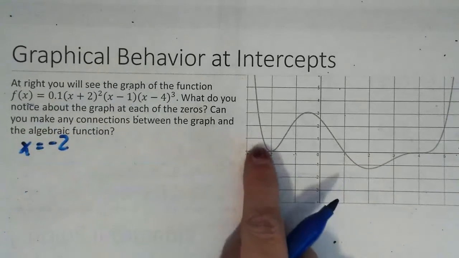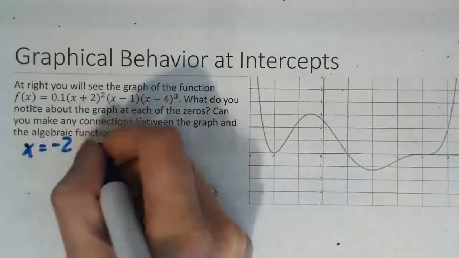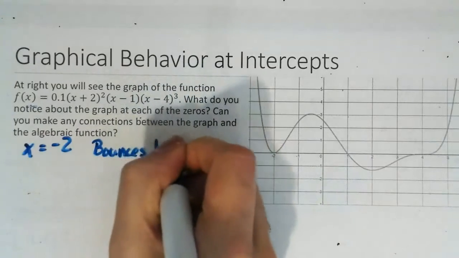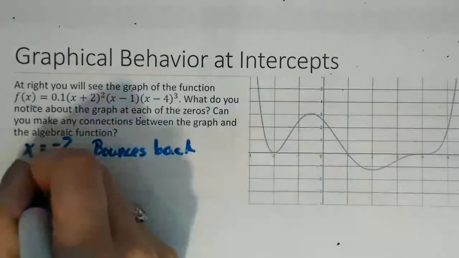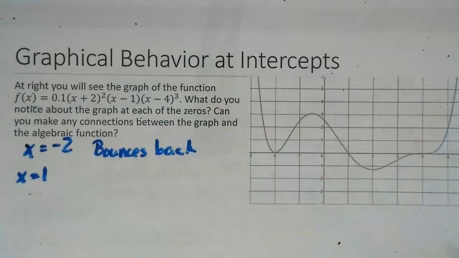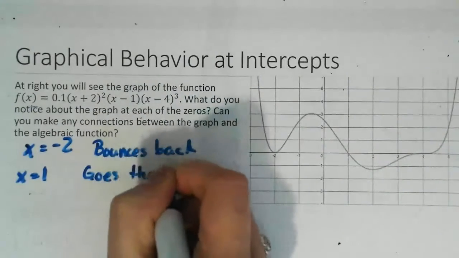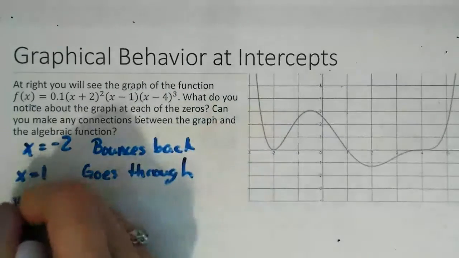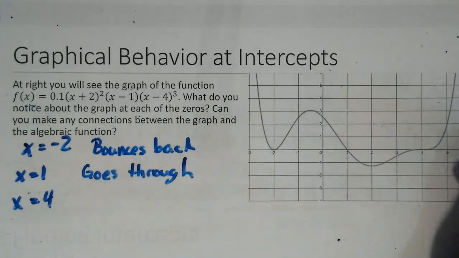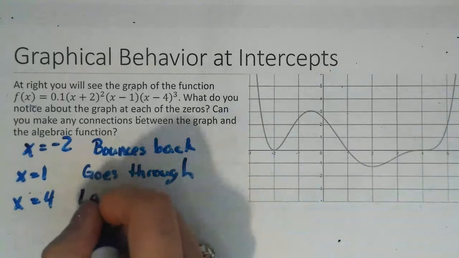I see that the function comes down and kind of bounces back. At x equals positive 1, the graph just kind of goes through like it normally does. At x equals 4, it does go through, but it kind of levels off at 4. So it levels out but keeps going.